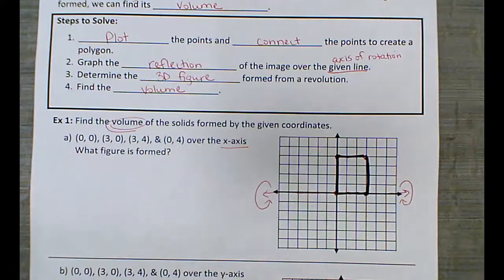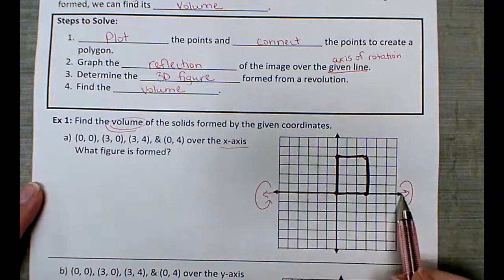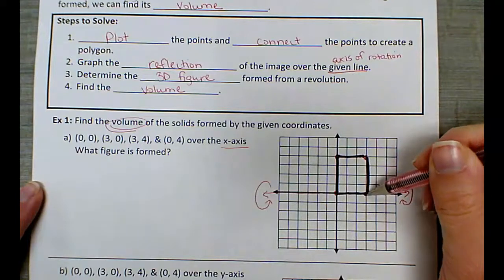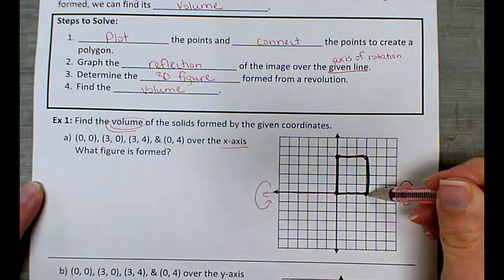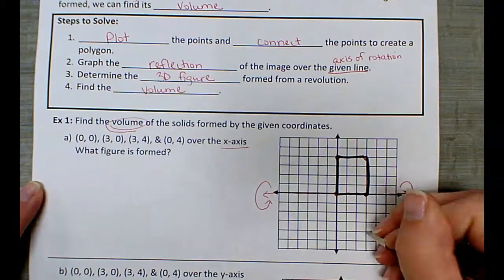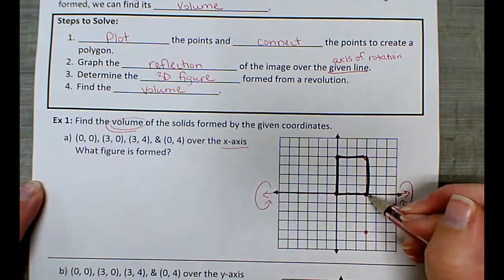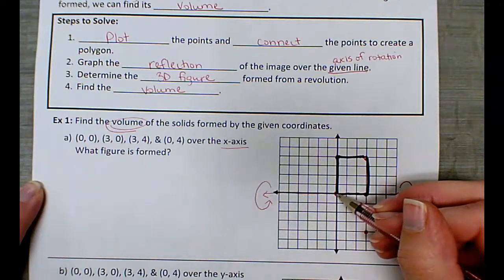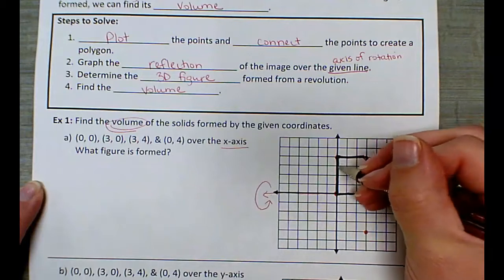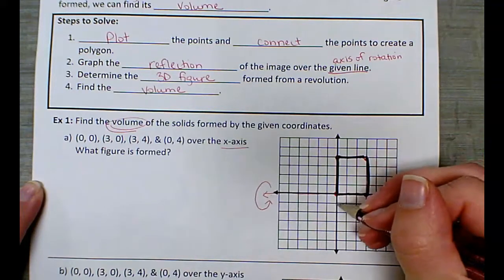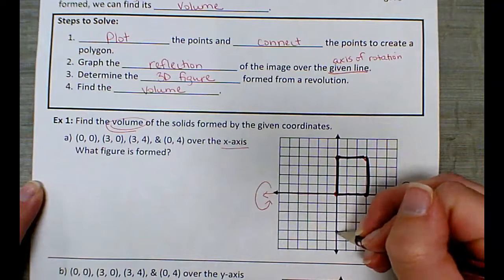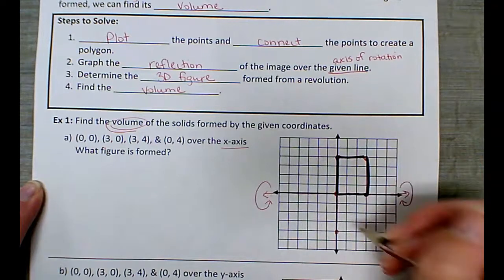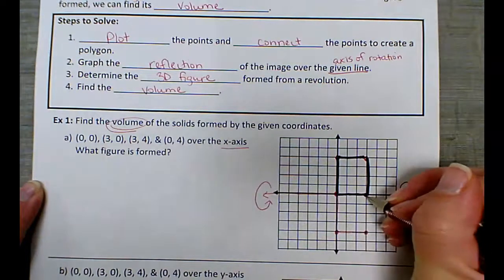So I'm going to reflect it first. To reflect over an axis, you count the number of units to the axis. So 1, 2, 3, 4. And then you count that same distance past the axis. 1, 2, 3, 4. This point is already on the axis, so it doesn't need to be reflected. Same with this point. It's its own reflection. But this point is 4 units away, so I go past the axis 1, 2, 3, 4 units. So here is the reflected graph.